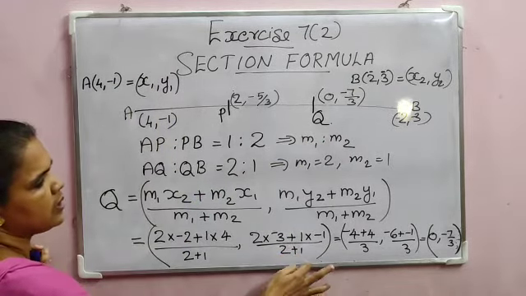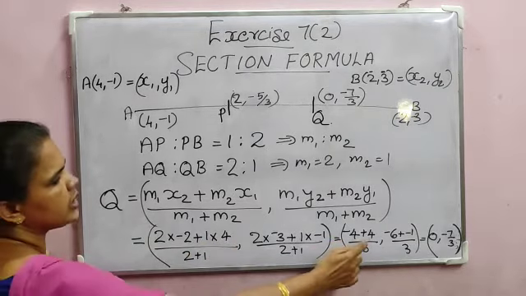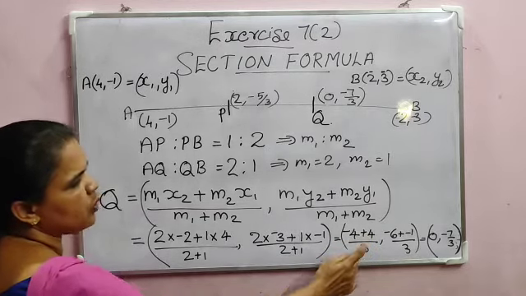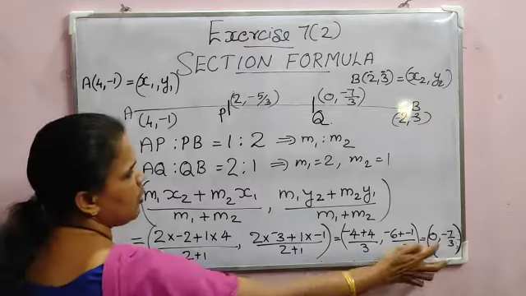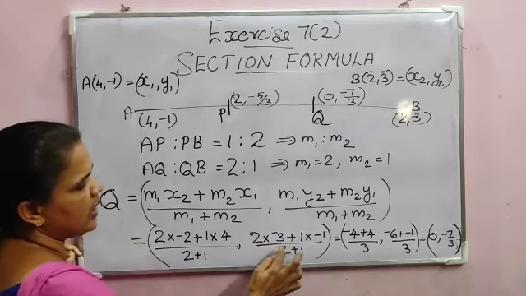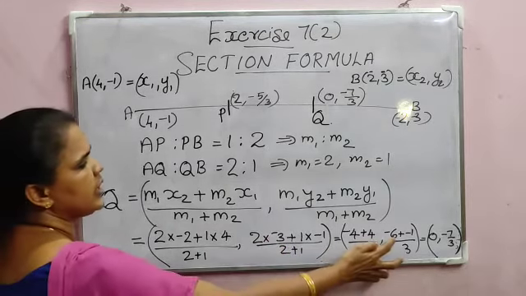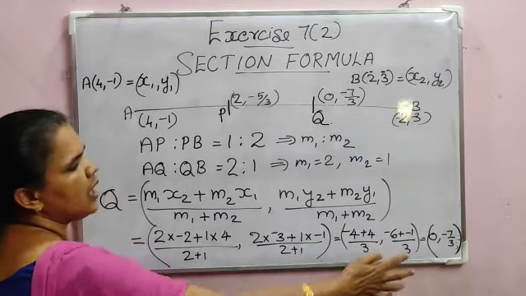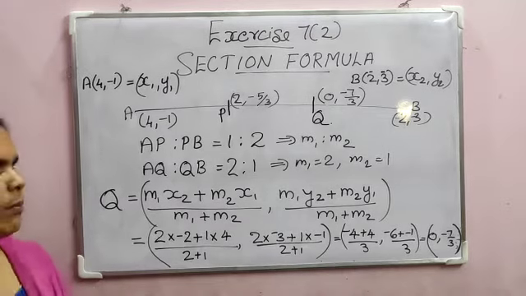2 into negative 2 it is negative 4, 1 into 4 it is 4, by 3. Negative 4 plus 4, what is negative 4 plus 4? That is 0. The next, 2 into negative 3 plus 1 into negative 1 divided by 2 plus 1. 2 into negative 3 it is negative 6, 1 into negative 1 it is negative 1, and divided by 3, the answer is 0, negative 7 by 3.